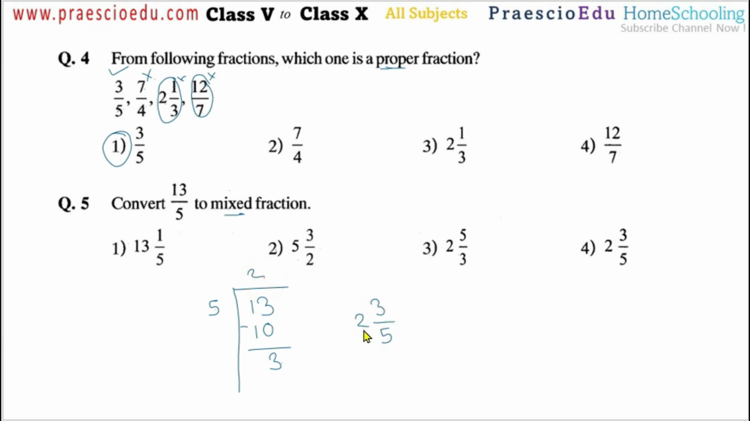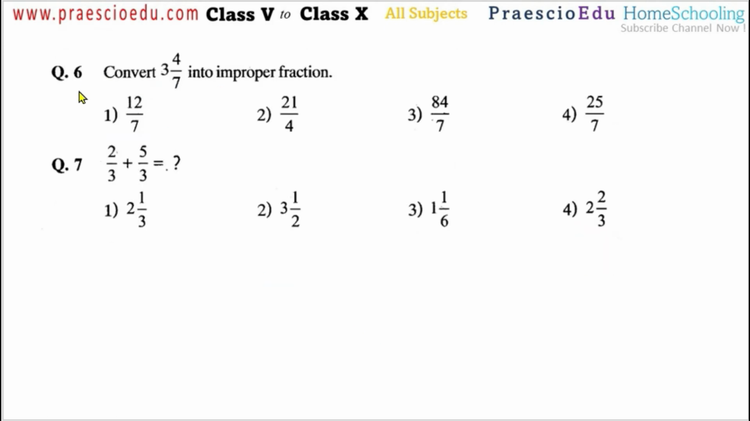So 2 integer and 3 upon 5. This is given in option number 4. Now question number 6, convert 3 whole number 4 upon 7 into an improper fraction. This is a mixed fraction. We have to convert it into an improper fraction.